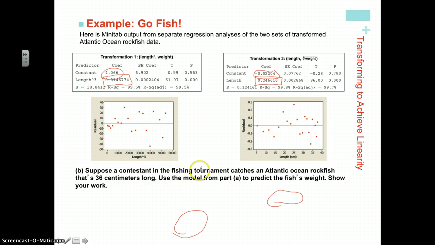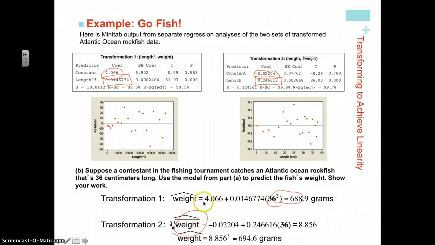Suppose a contestant in the fishing tournament catches an Atlantic Ocean rockfish that's 36 centimeters long. Use the model from part A to predict the fish's weight. Show your work. So in transformation 1, it would be 36 to the third power, as opposed to plugging in 36 and then taking your answer and raising that to the third power, because that would be what your cube root would equal.